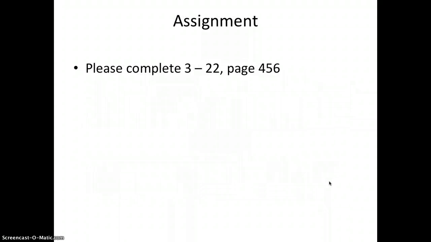Hopefully that gives you an idea of what matrices are and how they can be used in organizing data and then performing operations on them. Hopefully you'll be able to now complete problems 3 through 22 on page 456.